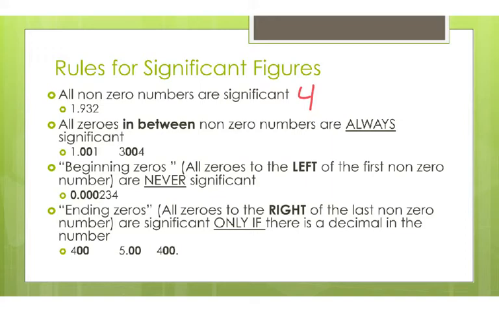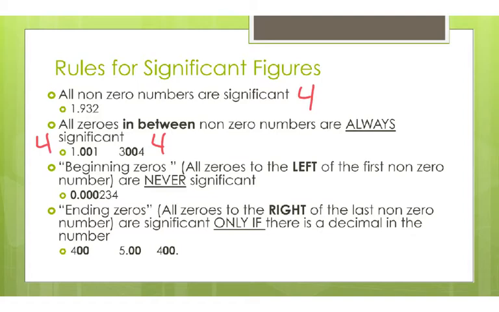All zeros that are in between non-zero numbers are always significant. I like to call this the bookends rule, because these zeros are sandwiched in between non-zero numbers, much like bookends would sandwich books. So anytime there are zeros in between 2 non-zero numbers, they are also counted as significant. Therefore, in our examples, the first number would have 4 significant figures, the 1, 2 zeros, and then the 1, as well as the second number would also have 4 significant figures. The zeros count because they're in the middle.